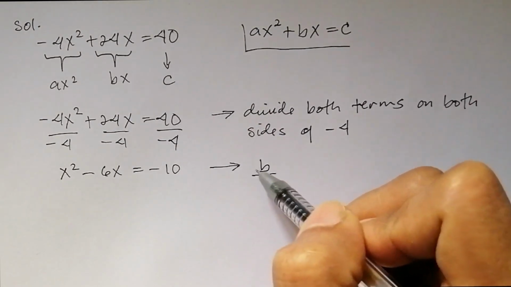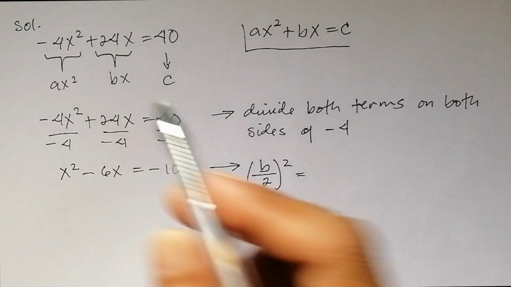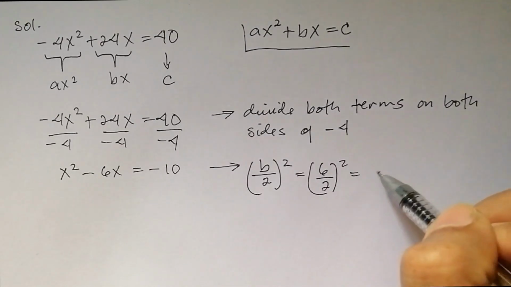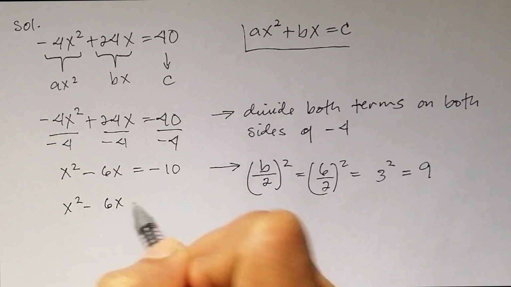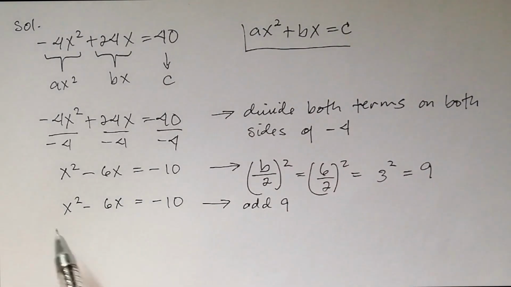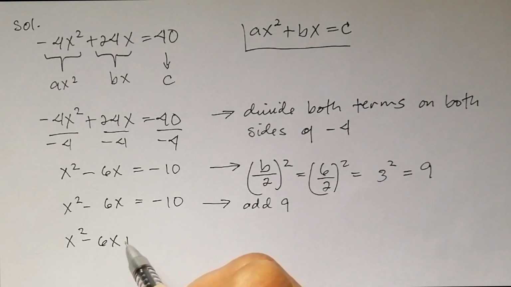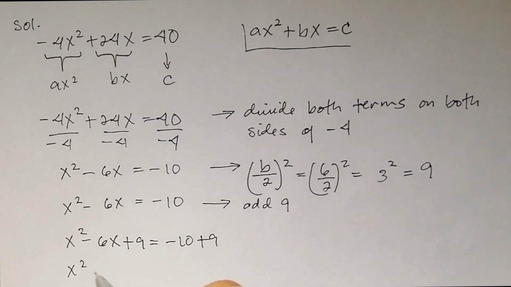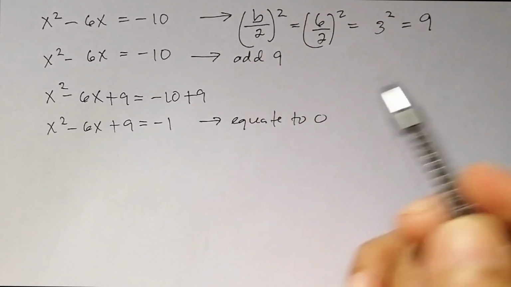By the expression, add the square of half the coefficient of x to both sides of the equation by the formula: (b over 2) squared is equal to (6 over 2) squared, which is 3 squared, which is equal to 9. So we add 9 to both sides, then simplify. After that, equate to 0.